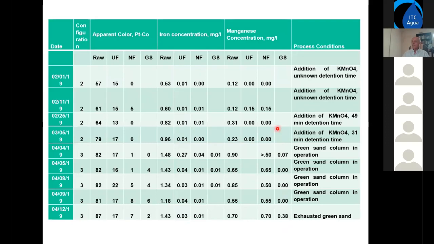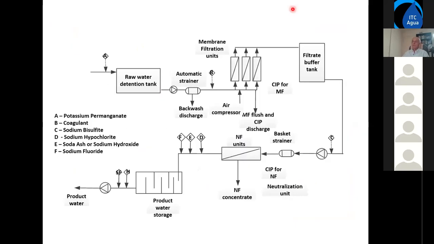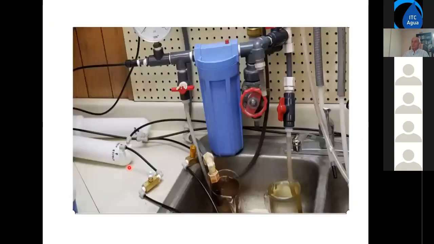In cases when we did not have green sand, we were able to operate using potassium permanganate, when we have a sufficient detention time. We determined the required detention time was half an hour. In cases when we did not have potassium permanganate, we used green sand, that also works. So this was the pilot unit which provides the justification for this type of operation: membrane filtration, adding potassium permanganate, detention tank, membrane filtration, NF, and product water, okay.